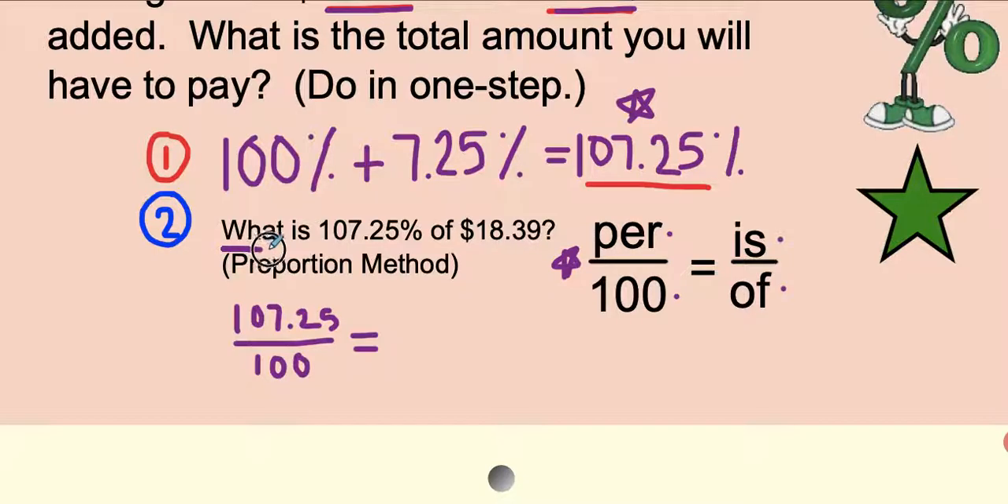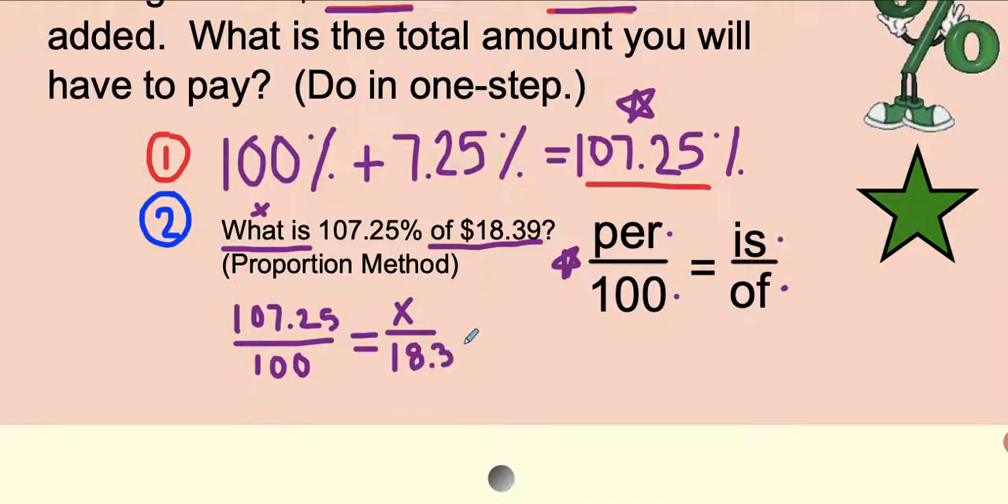Well, let's look at where is. What is? Well, we don't know that, what part. Whenever we don't know something, we're going to use a variable, right? So x is. Is goes in my numerator. And now I'm going to find my of, 18.39, and of goes in my denominator. So x over 18.39.